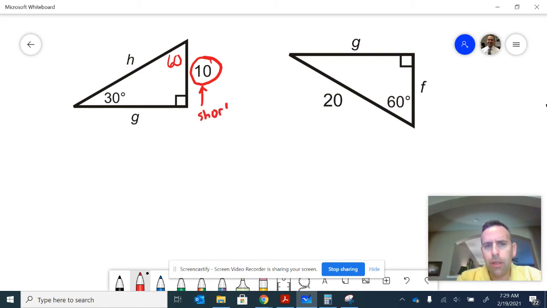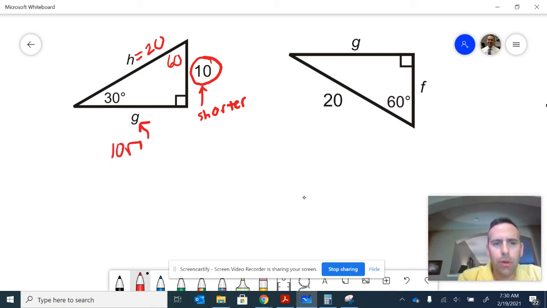That means using our relationship, we would know that the hypotenuse is exactly twice as long. So the hypotenuse would be 10 times 2, or 20, twice as long. And then the longer leg would be the short leg times the square root of 3. So it would be 10 times the square root of 3.